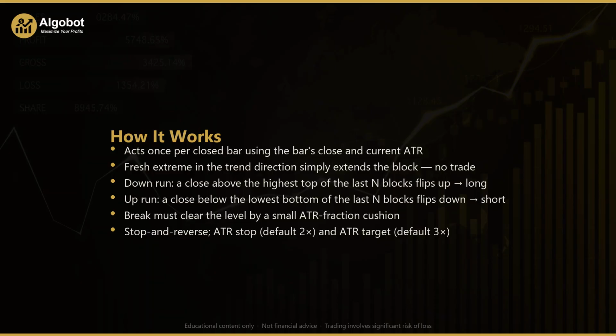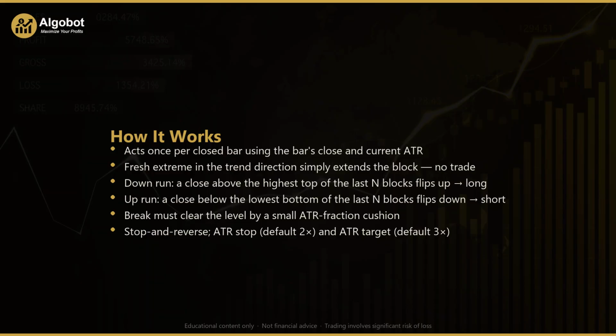The very first blocks are seeded from the opening closes, so the strategy knows an initial direction. After that, each new close is compared against the current block. If an up move is running and the close makes a fresh high above the top of the last block, the block simply extends upward and no trade is taken. The same applies in reverse for a down move making a fresh low. This is the continuation case, and it is deliberately quiet.